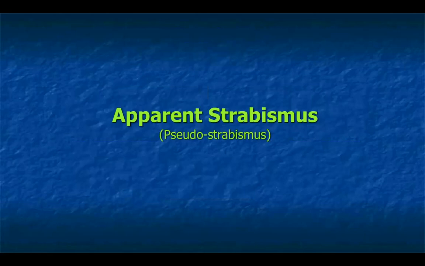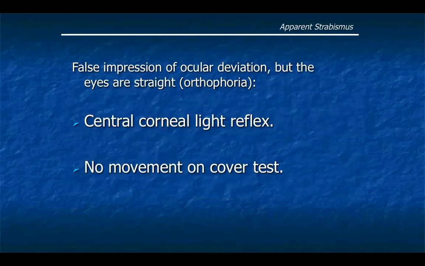Apparent strabismus or pseudo-strabismus or false strabismus. It's a false impression of ocular deviation, but the eyes are straight, or orthophoria. There's no manifest strabismus and no latent strabismus. The eyes are straight, and the image falls on the fovea in each eye. It's only that the patient has an appearance of strabismus, but he has no strabismus.